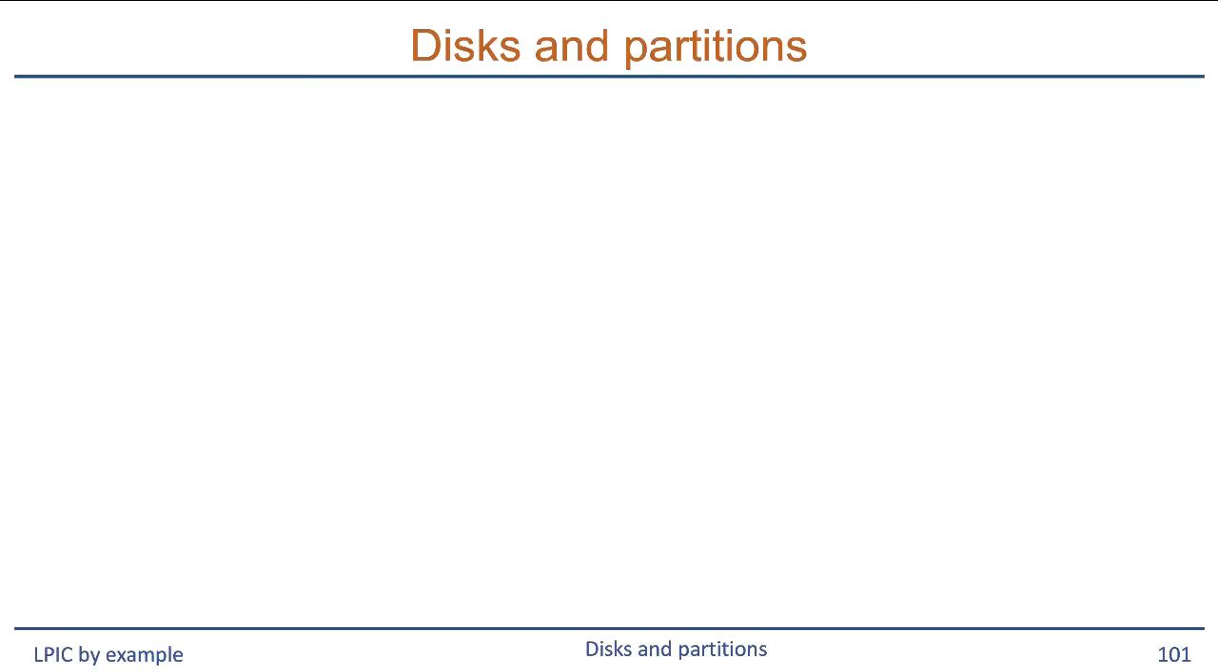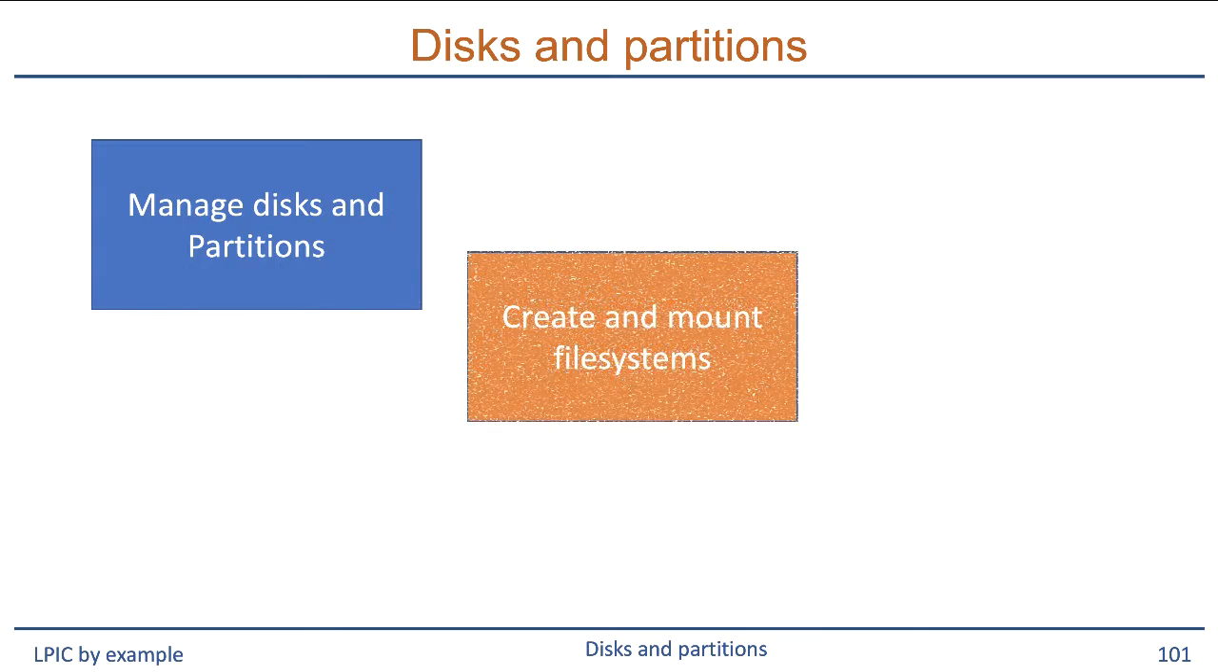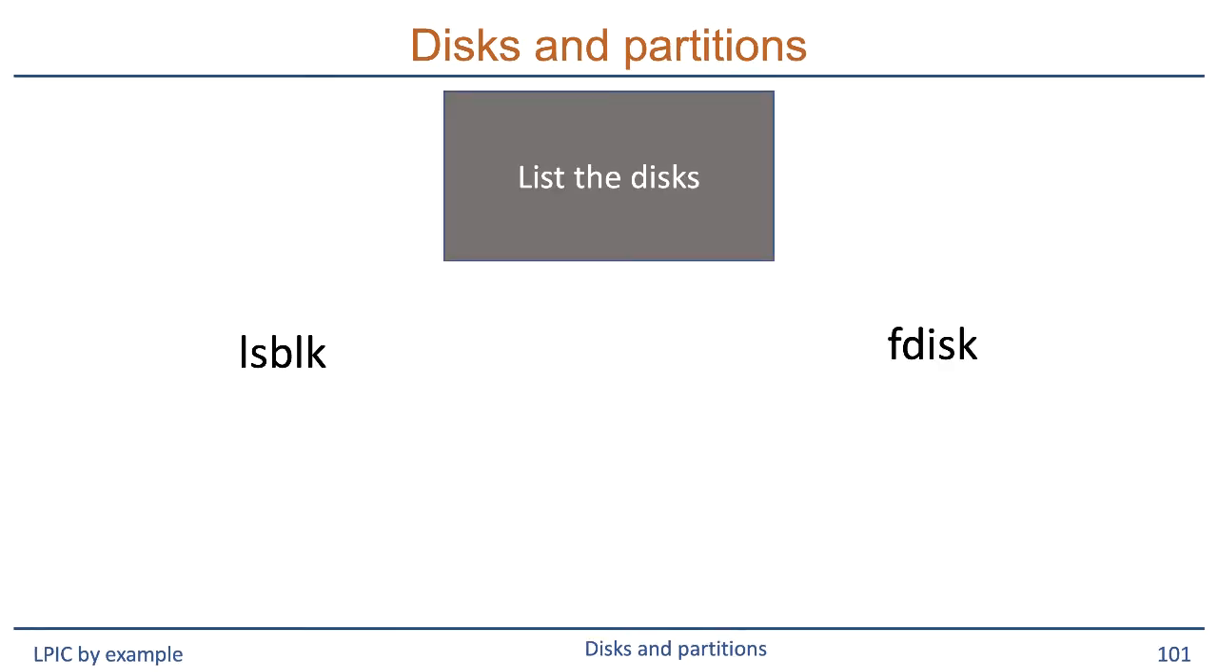Now, the big picture of this topic is that you will be able to manage disks and partition tables, create and mount file systems, and repair and debug. The first thing we'll do is look at the disks in our system. There are multiple ways to do that, but we're going to be using lsblk and fdisk. The first command is really for listing, whereas the fdisk command can also be used to manage the disk and its partitions, next to simply listing the disks.